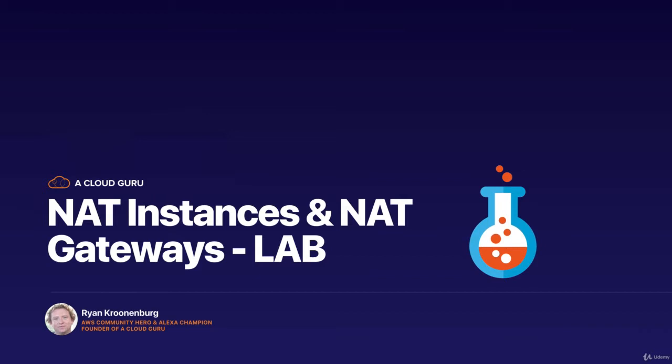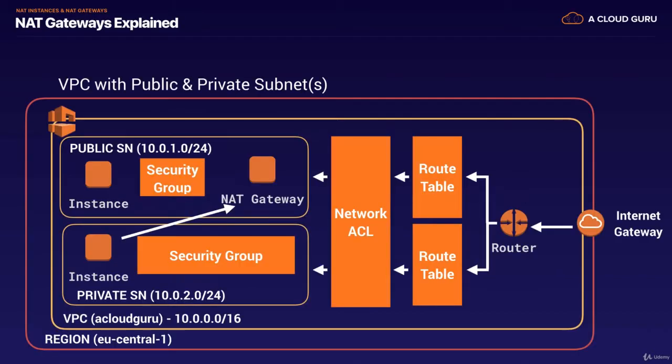NAT just stands for Network Address Translation. Essentially, what we want to do is enable our EC2 instances in our private subnets to still be able to go out and download software. In order to do that, they need a way of communicating to our internet gateway. However, we don't want to make our subnets public. We still want a degree of control. So we're going to create NAT instances and NAT gateways.